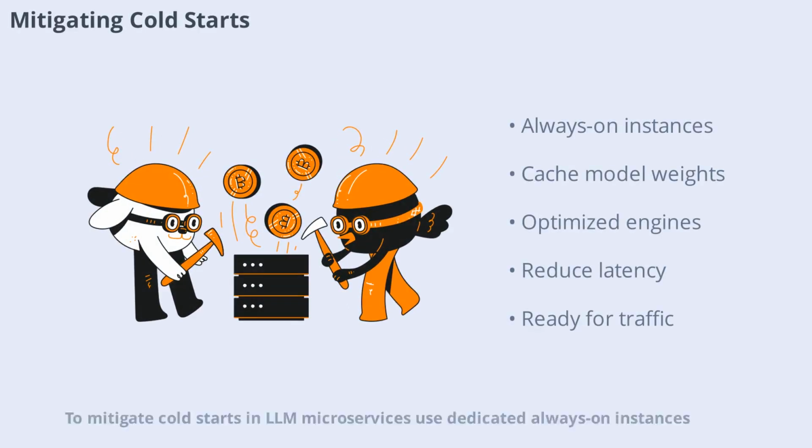To mitigate cold starts in LLM microservices, use dedicated always-on instances, cache model weights on shared file systems, or choose highly optimized base engines. These strategies reduce startup latency, ensuring your models are ready to serve traffic without delay, even during peak demand.